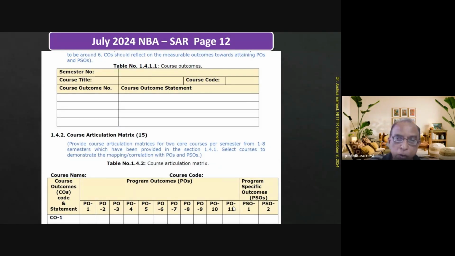Now this is SAR page 12, NBA. What is the problem here? In SAR, the competency is given on the cover page, but inside there is nothing. In the course articulation matrix also, they are not going from POs and PSOs, they are going straight to COs. You can't do that; you will go wrong many times. So this is one blunder which NBA has made. On the cover page they say competencies, but nowhere is it reflected inside.